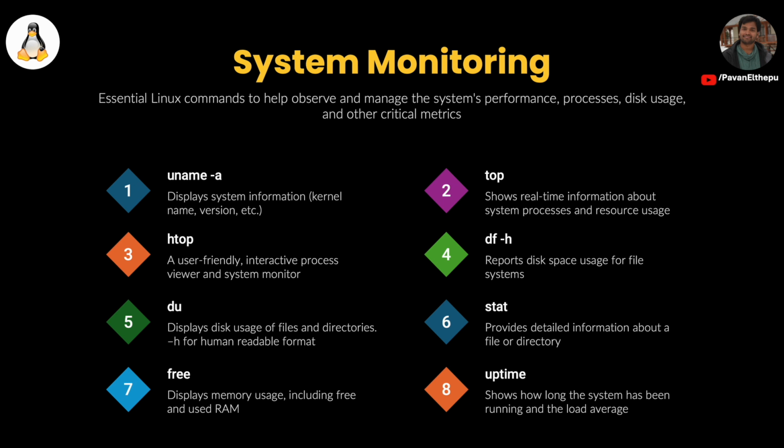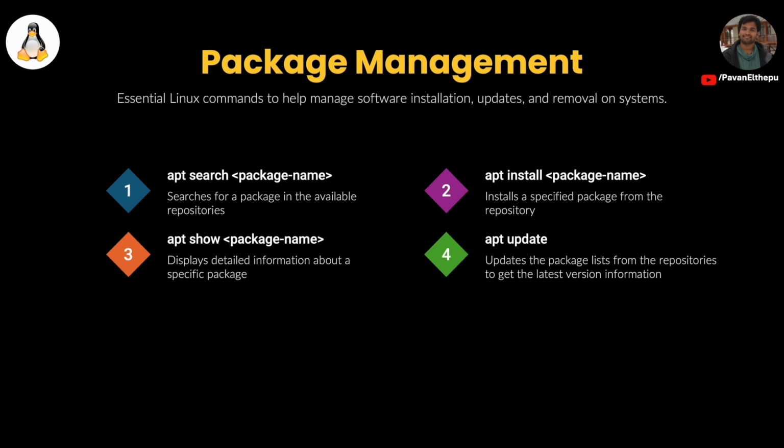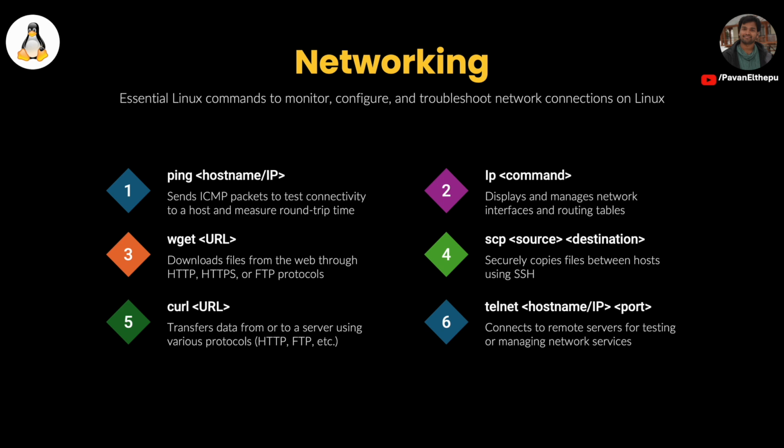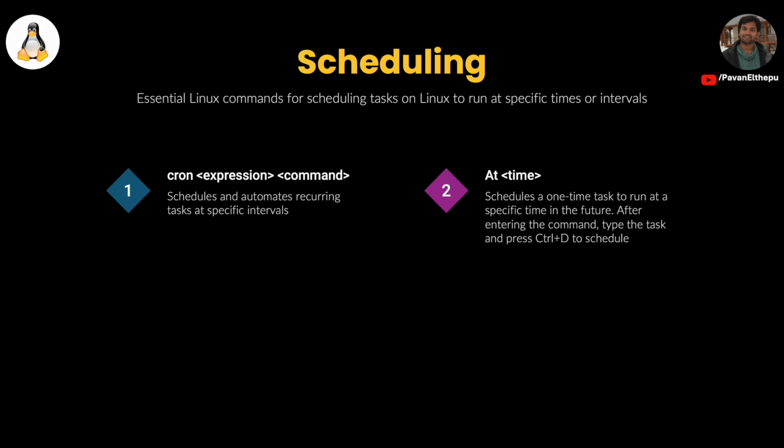And also we have seen the different commands related to system monitoring like top, free, etc. And also we have seen package management, especially apt. And also we have gone through process management with ps, that is process status. And also there are some networking commands that you can go through. I will cover these networking commands in the networking chapter of this series. And also there are some scheduling commands that I will discuss in the next chapter of this series.